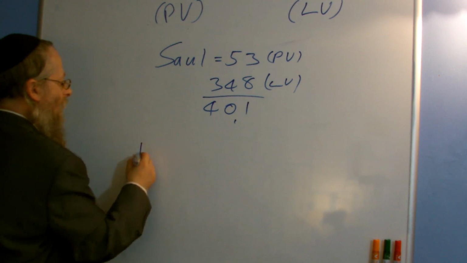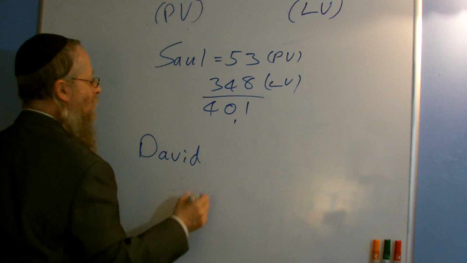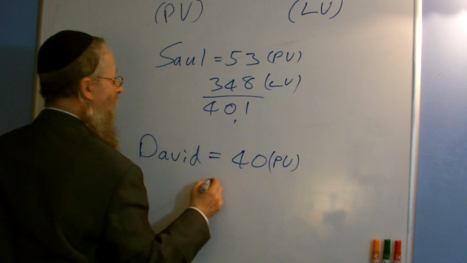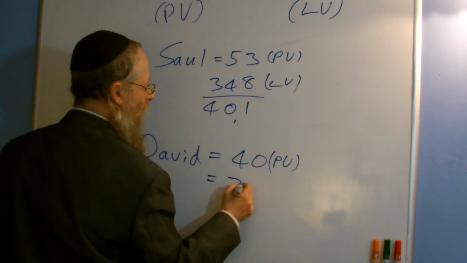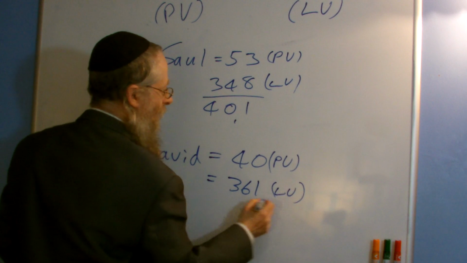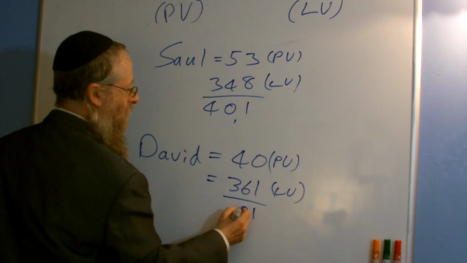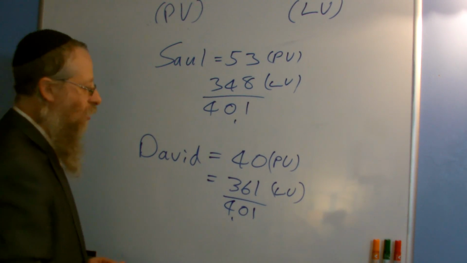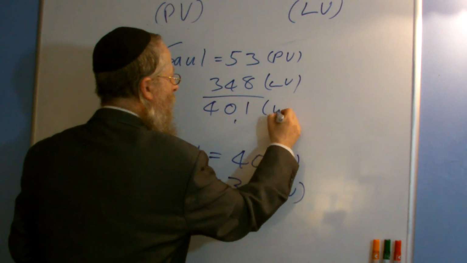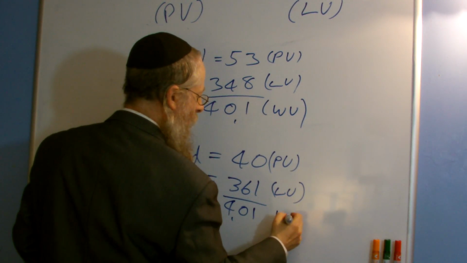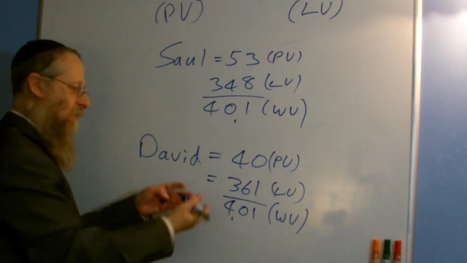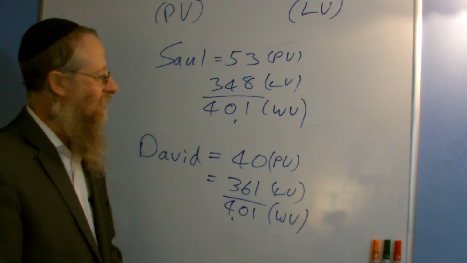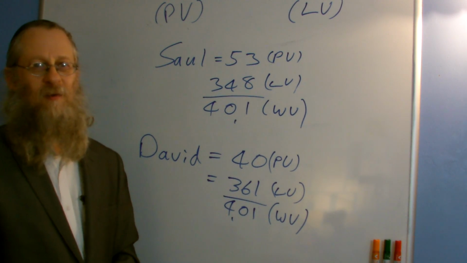401. David, who came along and replaced Saul, has a placement value of 40, and the large value is 361. Add those together, 401. So in this value, which I call the whole value, WV for whole value, because I was adding two together to give me the whole value. Later on there are other combinations, so the name stuck, but it's not really the whole value.